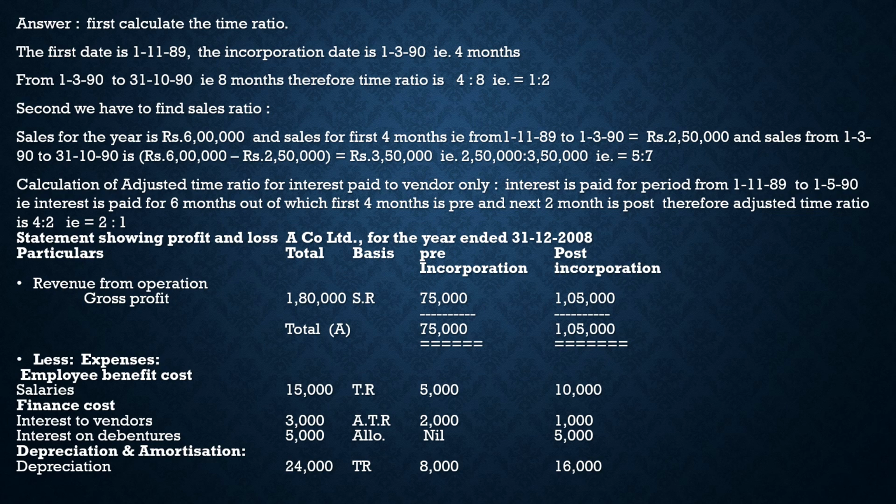Gross profit, what ratio will you use? Sales ratio. Salary, what ratio will follow for salary? Time ratio. Fixed finance cost is nothing but interest. Interest paid to vendor, what ratio? We only just saw it. Adjusted time ratio, that will be 2:1. On the 2:1 ratio, you will split the 3,000 rupees interest paid to vendors. Then interest on debentures is purely for the post incorporation period. The full amount is written in the post incorporation period. Then depreciation, again time ratio. Then we'll go to the next slide.